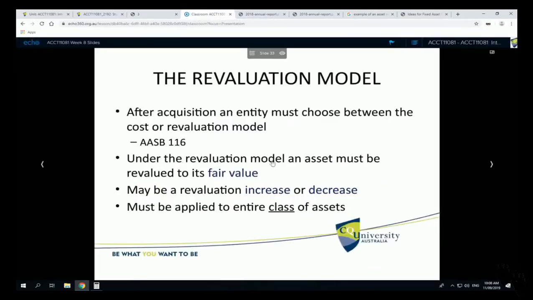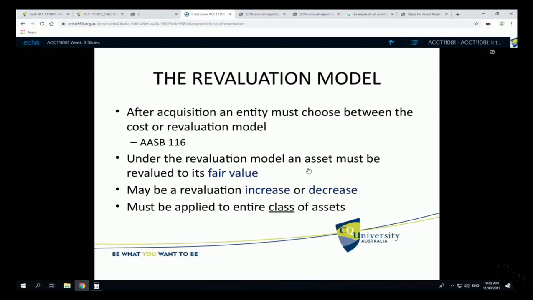So under the revaluation model, if the market value of an asset has increased over time, okay, so we bought land 20 years ago and it was $20,000 and now it's $100,000, we are allowed to value it up to that $100,000. And we are allowed to recognise that $80,000 value increase in our equity. But that's what I'm going to cover now.